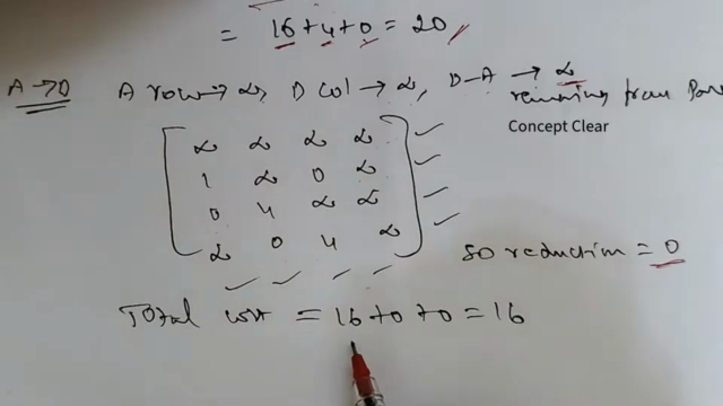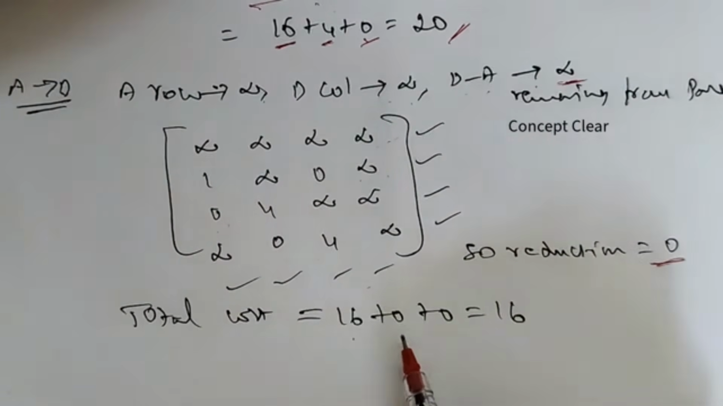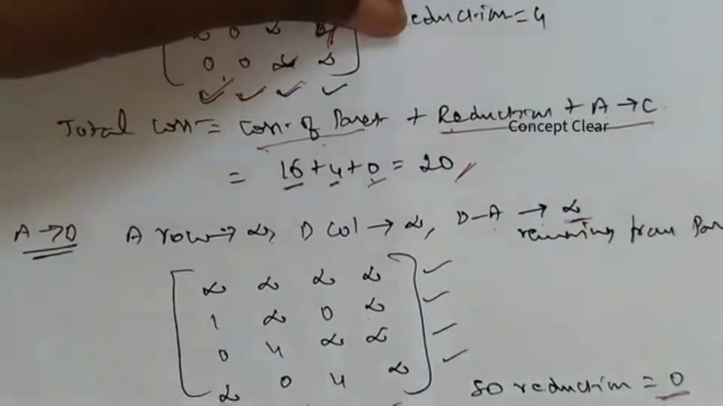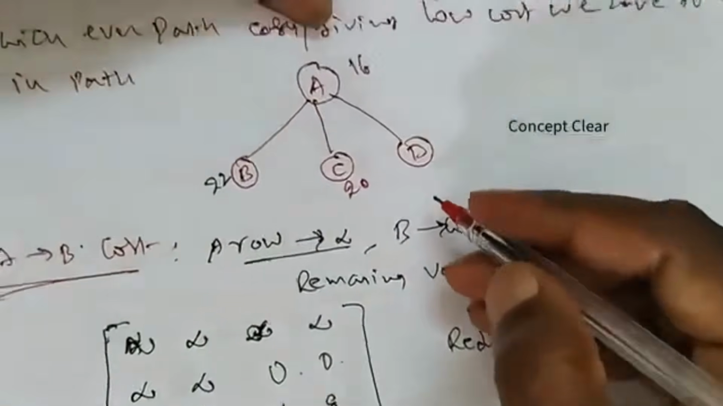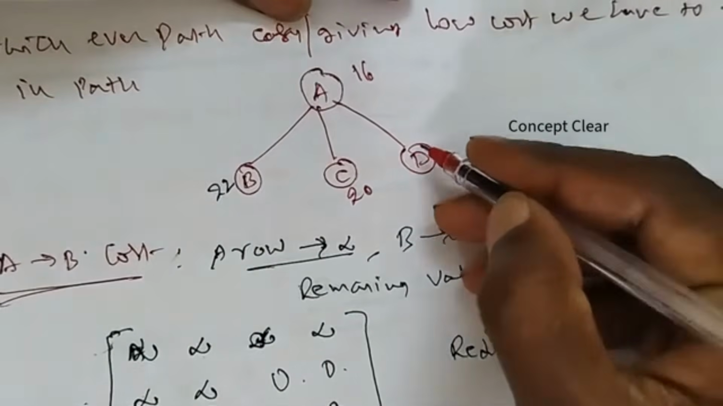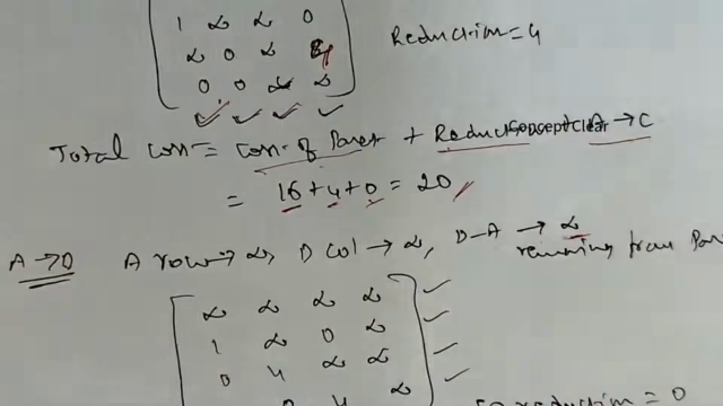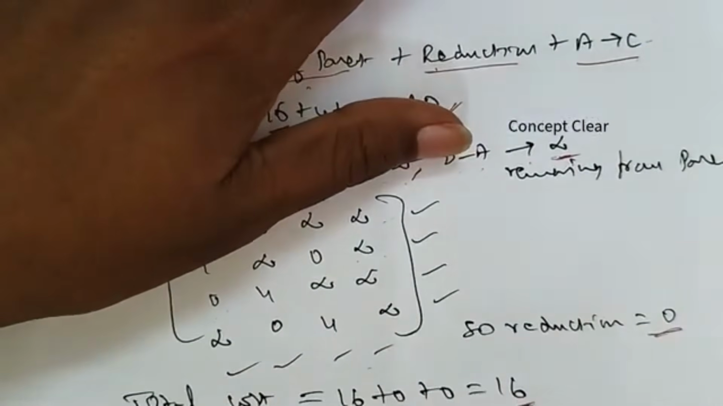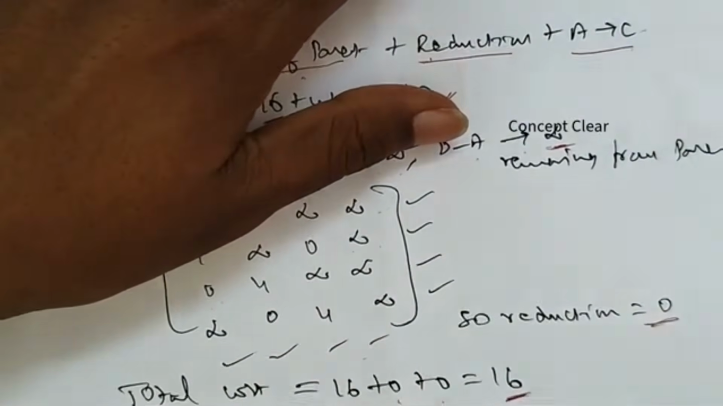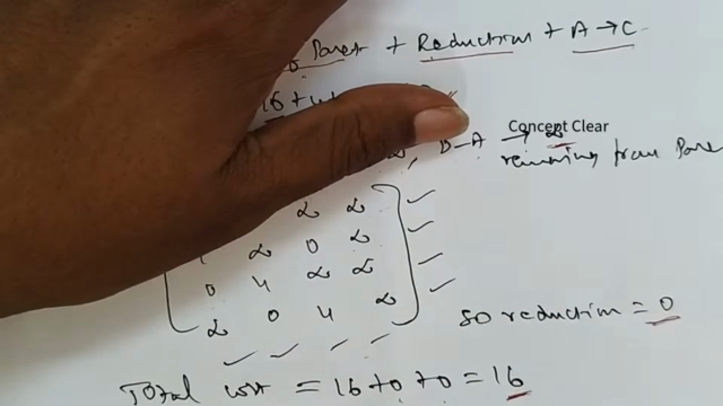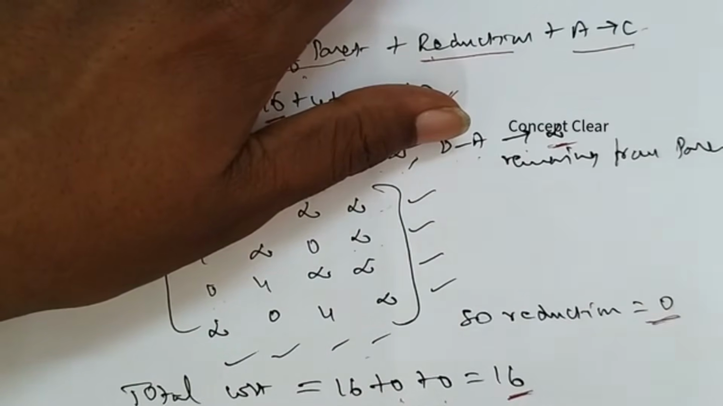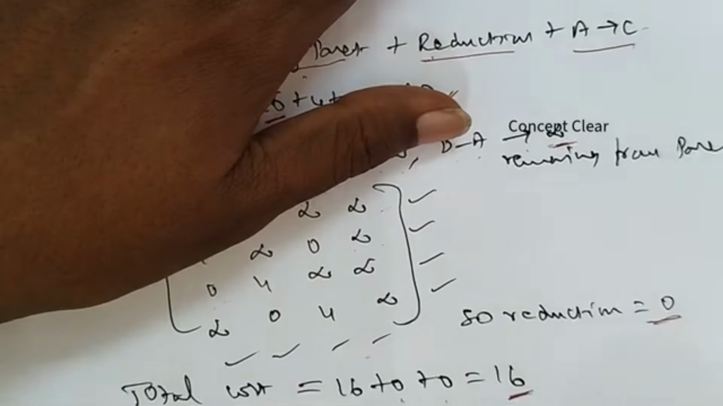Total cost equals the parent's total cost plus total reduction plus the D to A path. So the total value is 16. Again we have to update the diagram here: A to D cost is 16. Comparing these three: A to B cost is 22, A to C cost is 20, and A to D cost is 16.